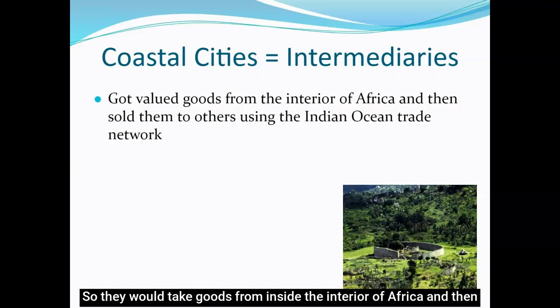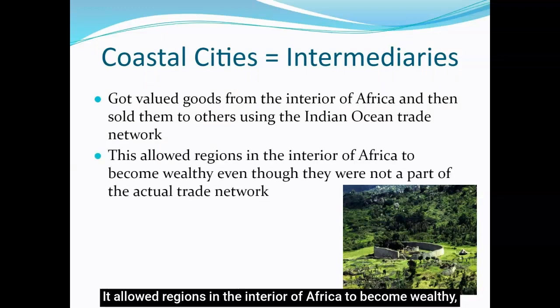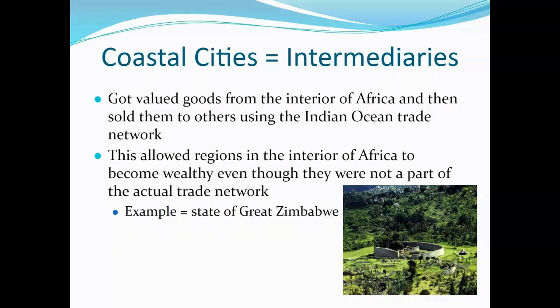So they would take goods from inside the interior of Africa and then move them to the coast and then trade them on the Indian Ocean network. It allowed regions in the interior of Africa to become wealthy even though they were not part of the actual trade work. An example of this is the Great Zimbabwe.